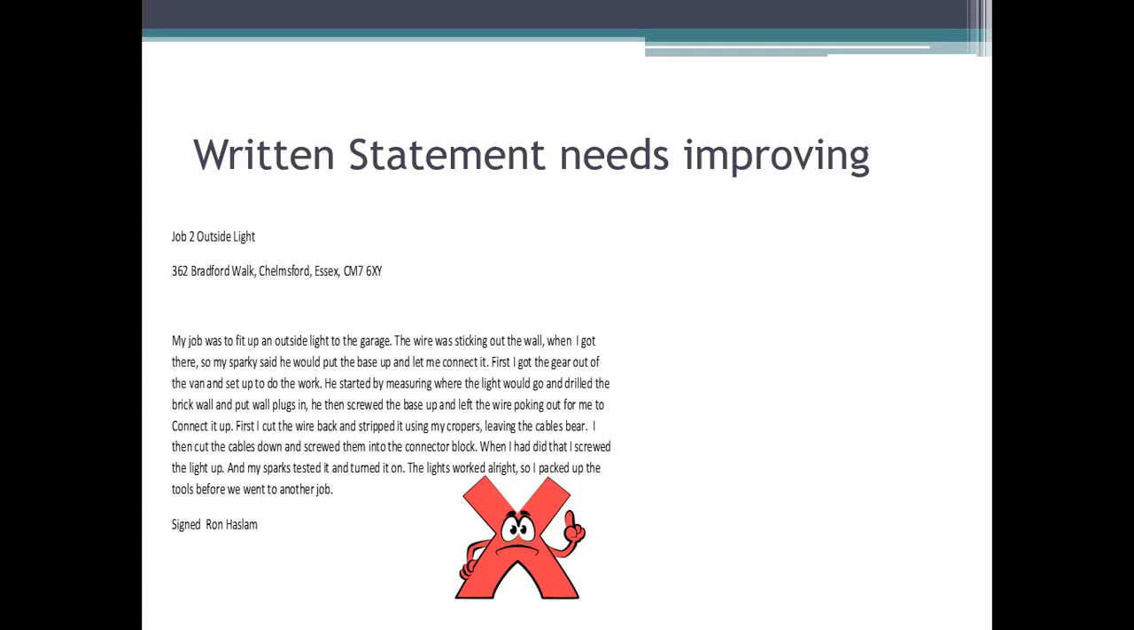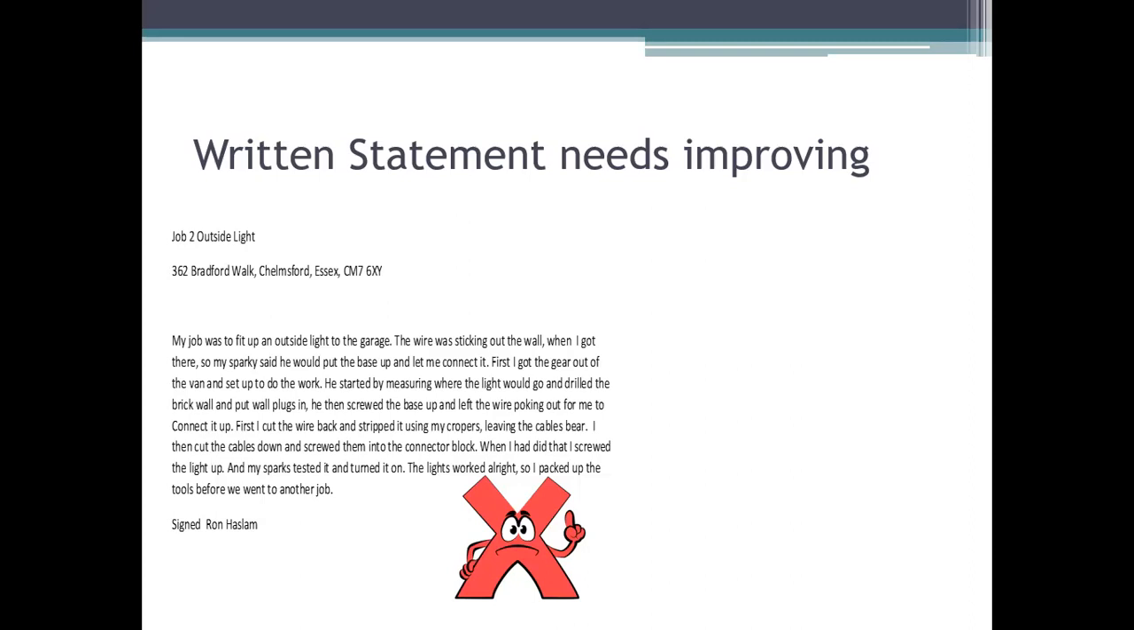So we're left with about 4 lines of work that you've carried out. First, I cut the wire back and stripped it using my croppers. So we're not using the correct tools, leaving the cables bare. I then cut the cables down and screwed them into the connector block. So you've got terminations there. When I did that, I screwed the light up and my sparks tested it and turned it on. The lights worked all right, so I packed up the tools before we went to another job. So effectively, you might get terminations.